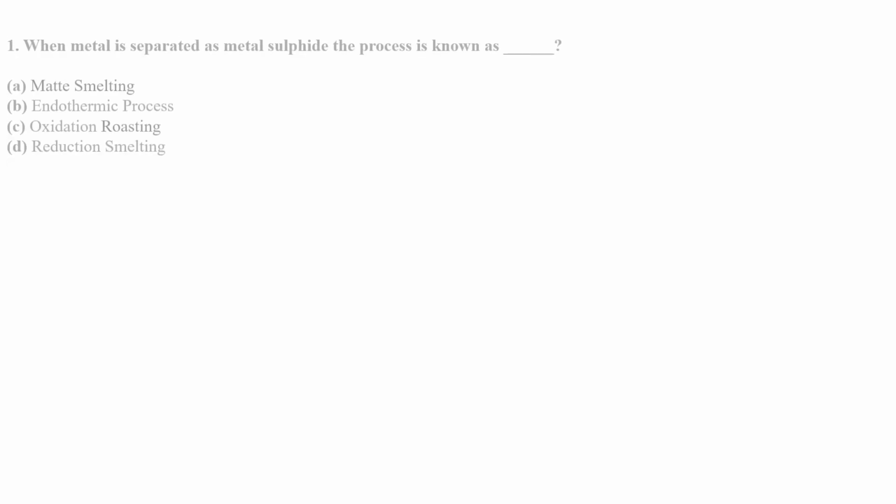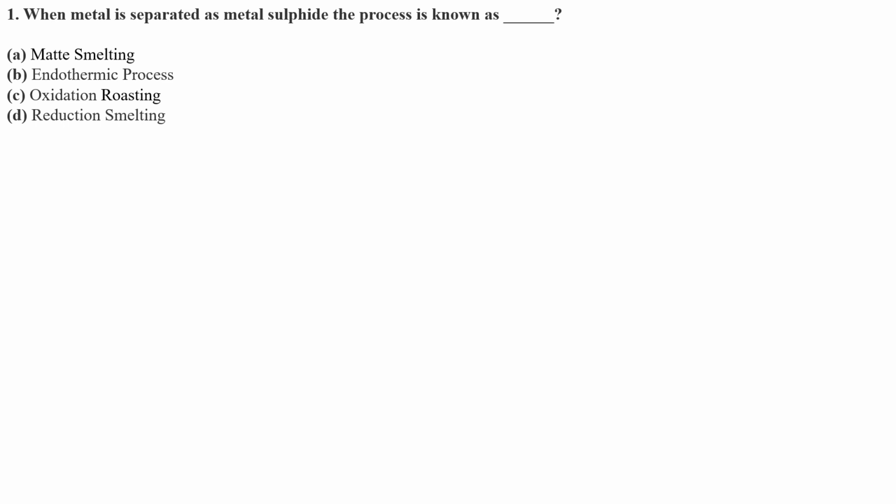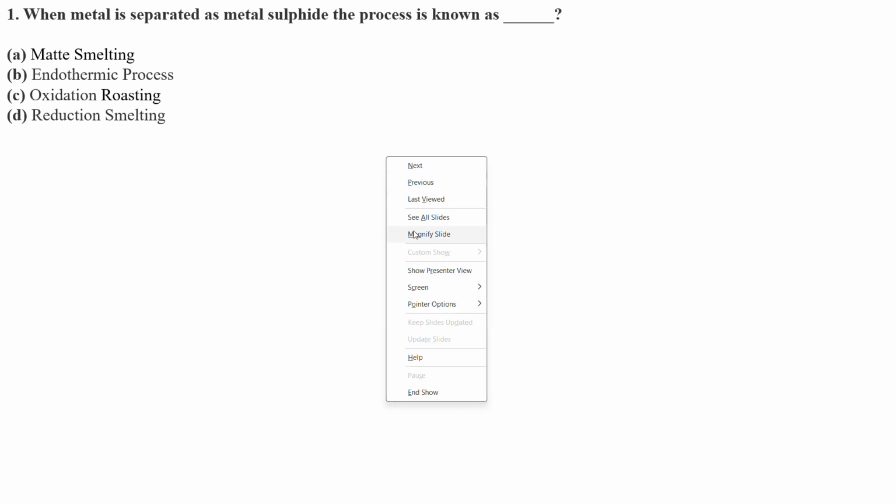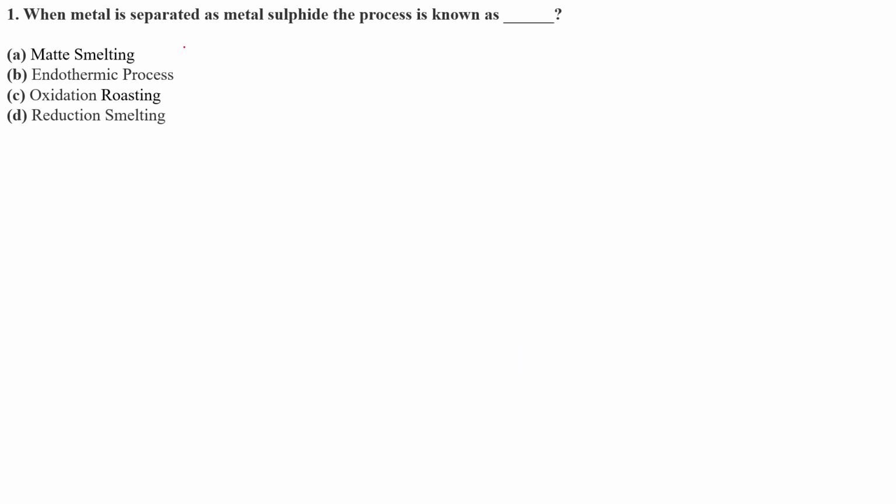So the first one is: when metal is separated as metal sulfide, the process is known as matte smelting, endothermic process, oxidation roasting, or reduction smelting process. Generally, when we are trying to separate out the metal sulfides from the particular ore source from their impurities, that process is generally known as the matte smelting process.